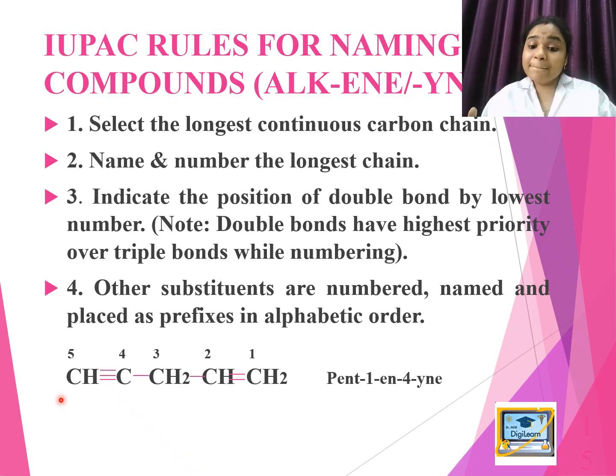So what is the root word? Pent. In what position is the double bond present? First position. Pent-1-ene, so ene. In which position is the triple bond present? 4. So 4-yne. So the root word and the suffix part are completed. What about the prefix part? What does the prefix indicate? Substituents. Is there any substituent? No. So we don't need to worry about it. We have completed the root word and the suffix part. So this is the name for this particular compound.